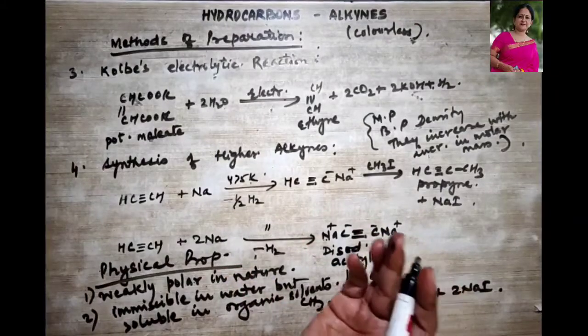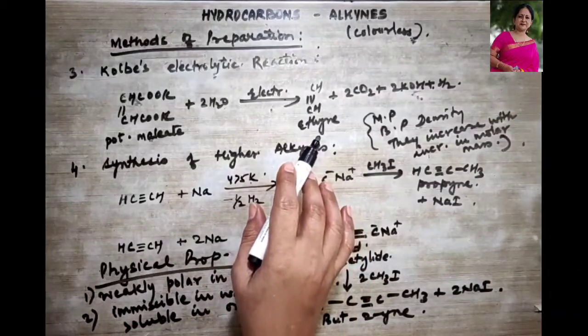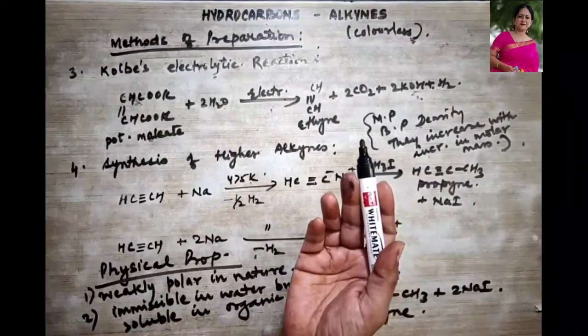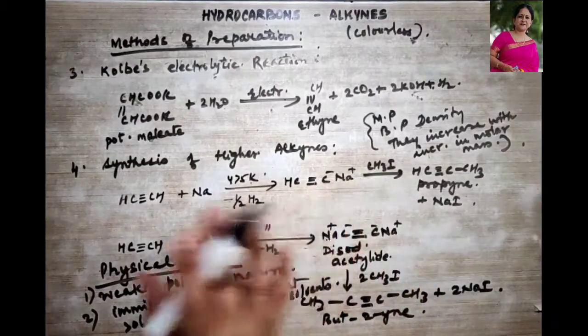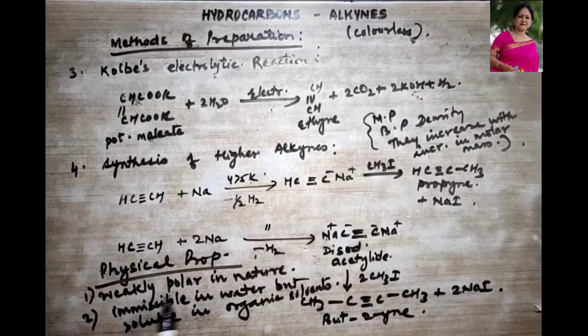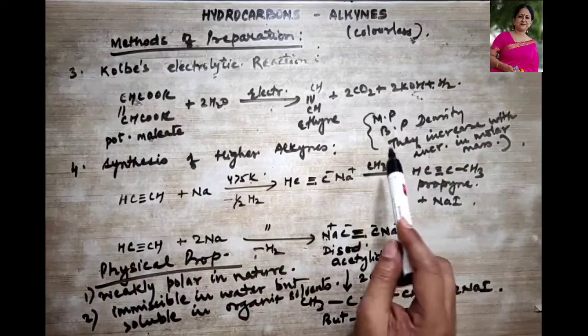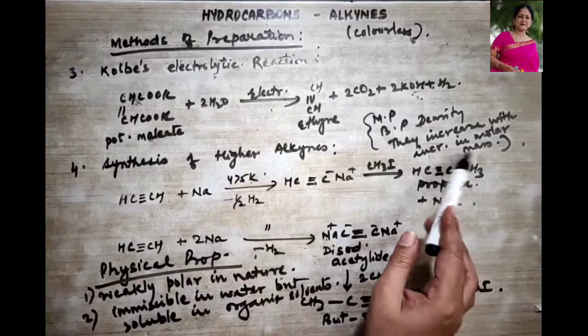So these were some of the physical properties of your alkynes. What did we study? That the first 3 members are gaseous in state. The next 8 are liquid, and higher alkynes are all solids. Then all these alkynes are colorless. Then they are weakly polar in nature. Then they do not dissolve in water, but they are easily soluble in organic solvents. Then what else? Their melting point, boiling point, and density increase with the increase in the molar mass, right?